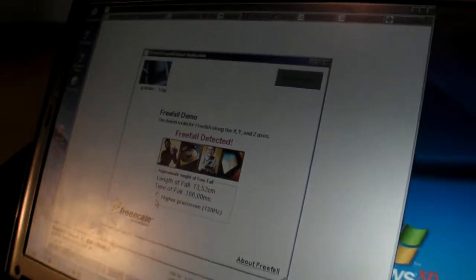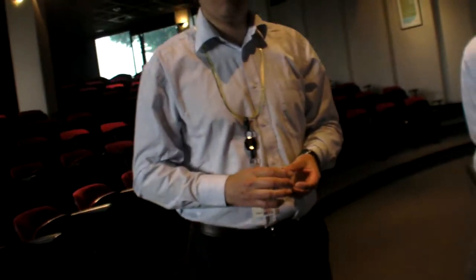Cool. Okay. So more information at freescale.com. Yeah, exactly. And particularly this demo, you can get everything on the Freescale website. Cool.